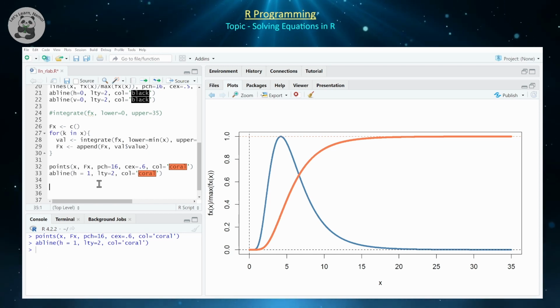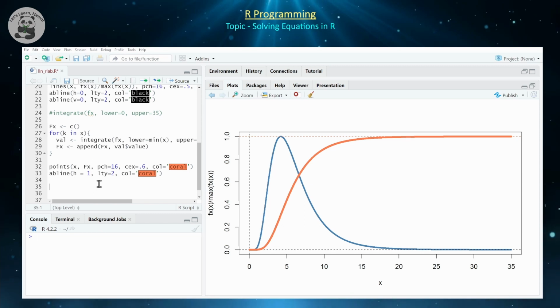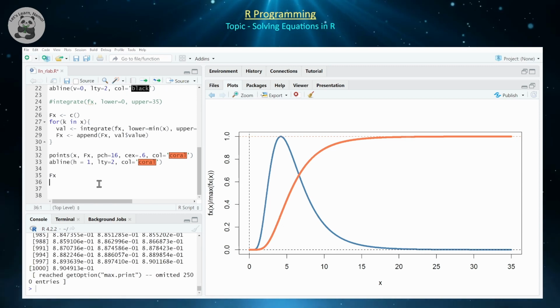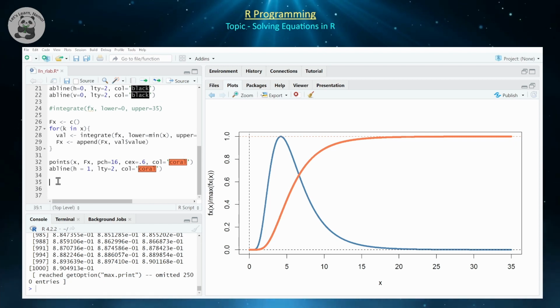So by default, if we look at this fx thing, notice it does a lot of scientific notation things. What I want to do is just turn that off because it's really hard to see.